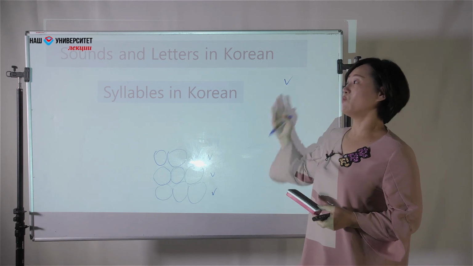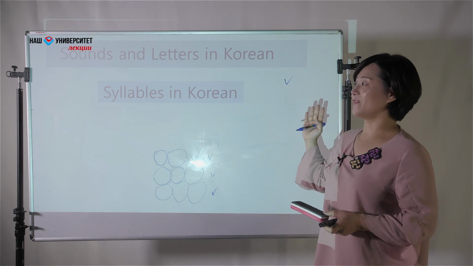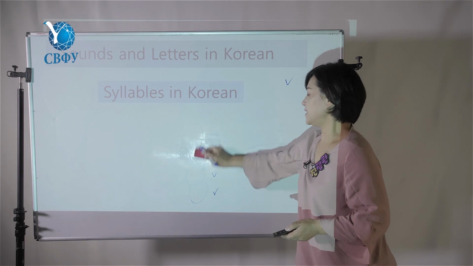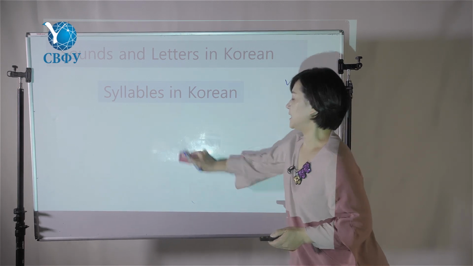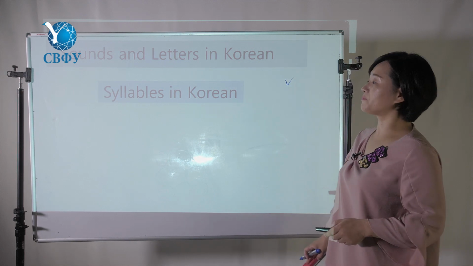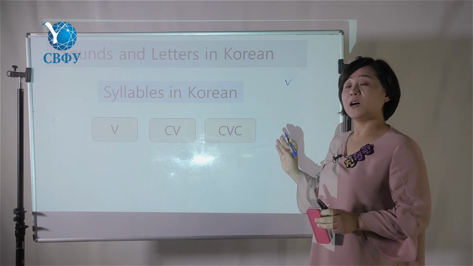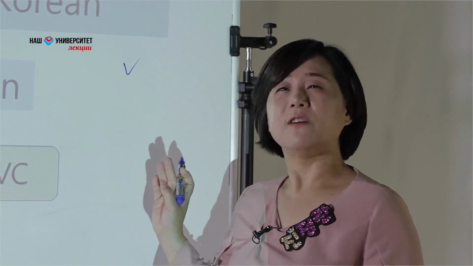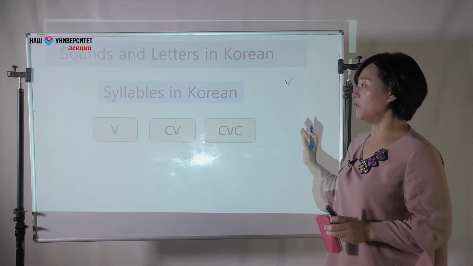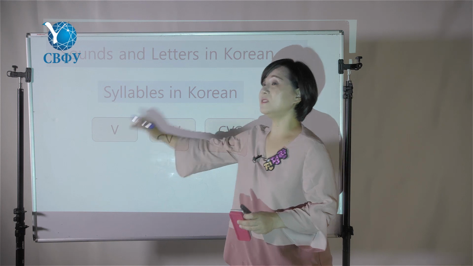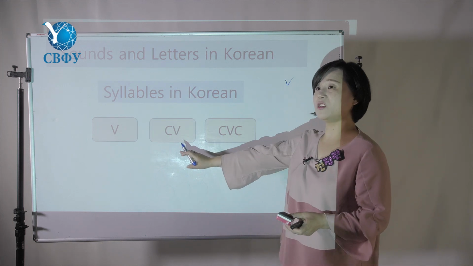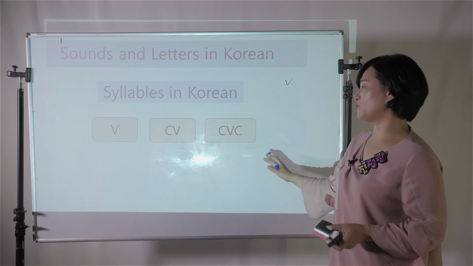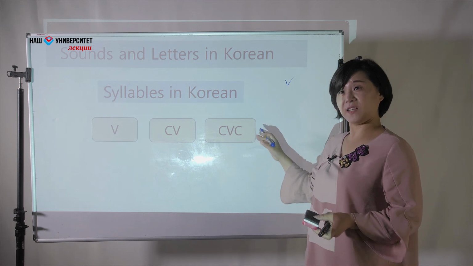Now we move on to sounds and letters in Korean. There are three ways to make syllables in Korean. In Korean, a consonant alone cannot make a sound. A consonant always needs a vowel to make a syllable. So, first, a vowel alone can make a syllable. Second, a vowel combined with a consonant. And the last one is consonant, vowel, and consonant.